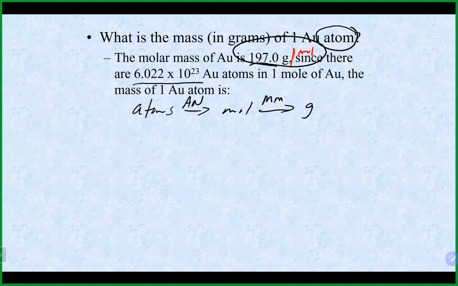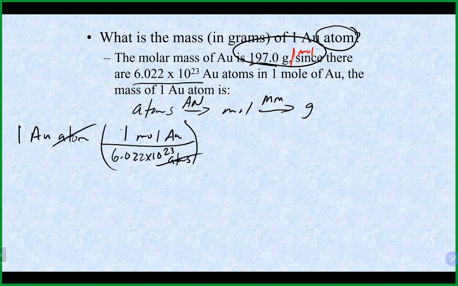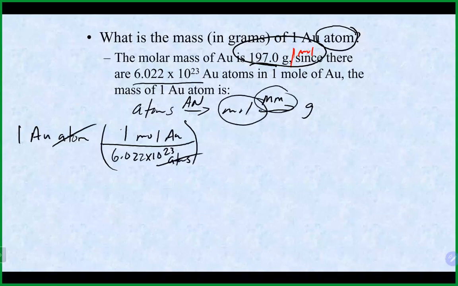So we'll start with the one gold atom. Once again, using Avogadro's number as a conversion factor, the atoms need to go on the bottom so they cancel. So at this point, the atoms of gold would cancel. And if we stopped at this point, we would be in moles, which gets us to this point of the calculation. So we do need to go to the periodic table.